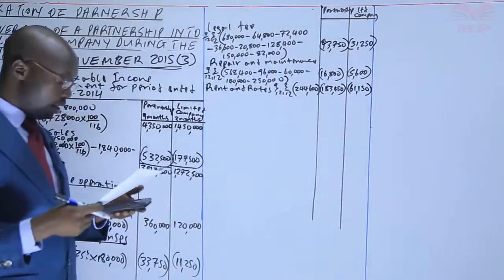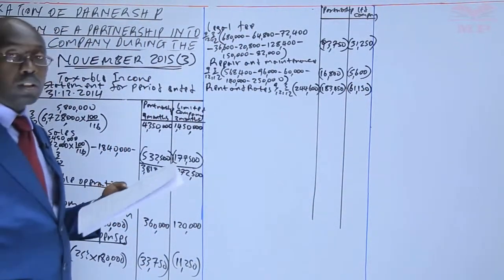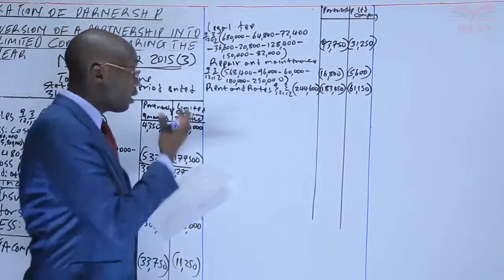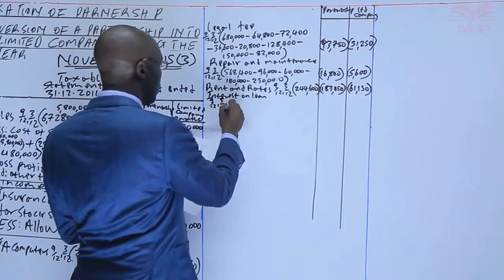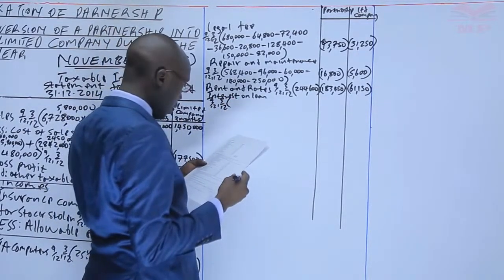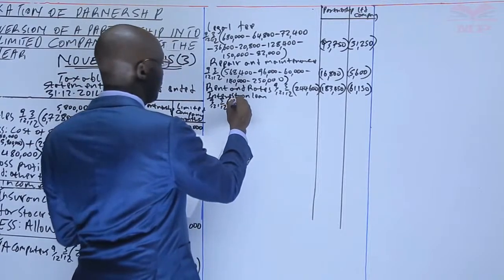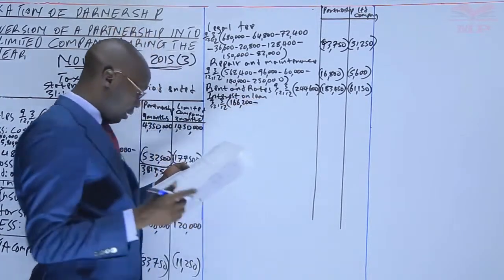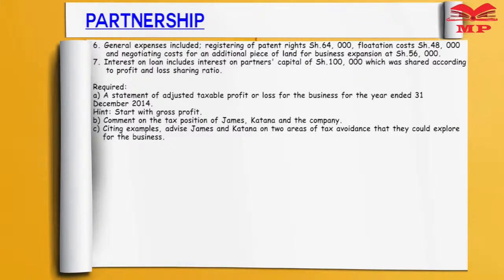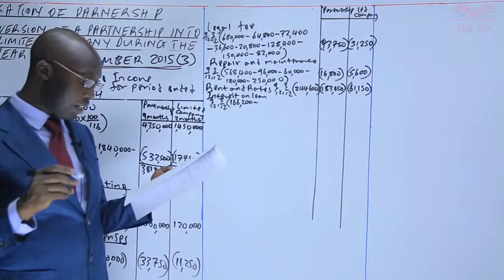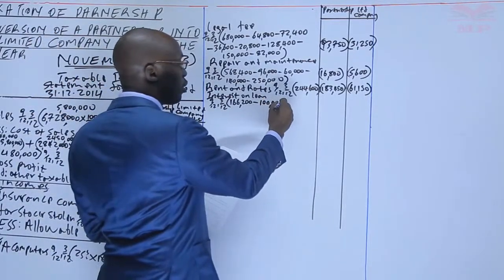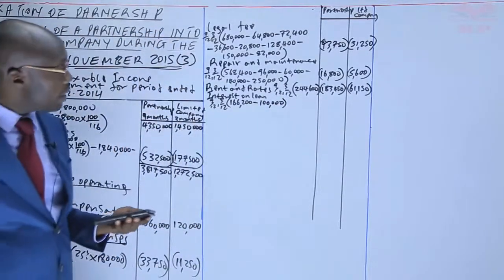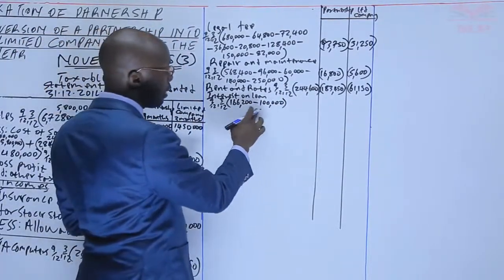And then we continue after rent and rates. Interest on loan. Interest on money borrowed, we said is an allowable expense. So interest on loan, which we take again 9 over 12, 3 over 12, of the interest on loan overall is 166,200. We minus, if you look at additional information number 7, we are told interest on loan includes interest on partners' capital of 100,000, which was shared according to the profit sharing ratio. So in here, there is interest on capital to the partners, which is not allowable. We said so. So we remain with 166,200 minus 100,000.